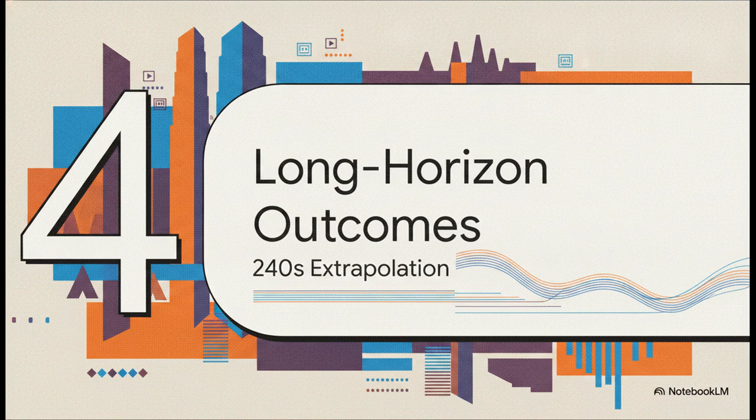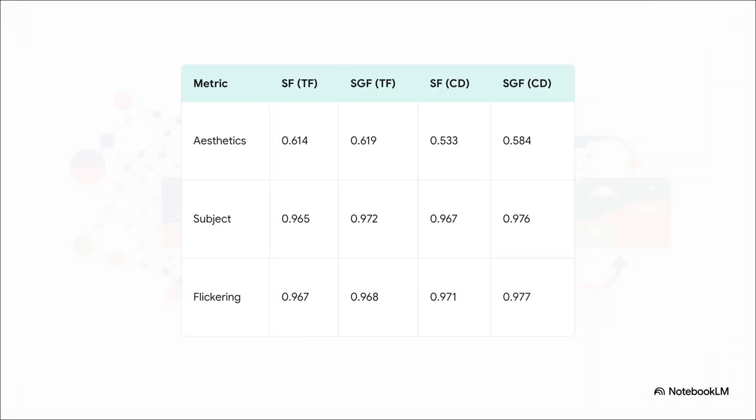Section 4. Long horizon outcomes. Let's pivot from architectural efficiency to the empirical outcomes. We are looking at massive 240-second native extrapolations achieved from merely a 5-second training window. Now, what's really interesting about this data is the sheer delta in long horizon stability. Look at the frame-wise 240-second metrics here.